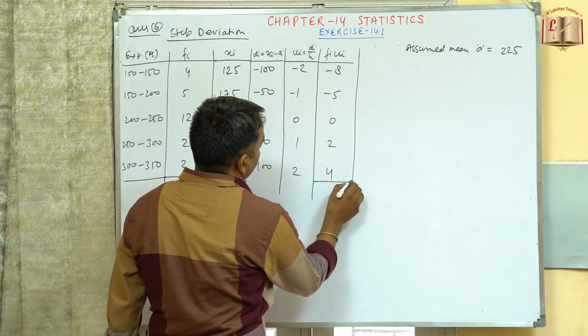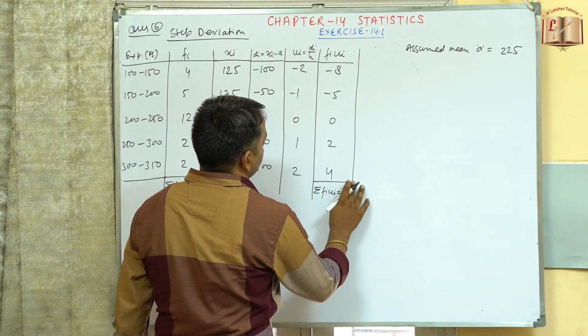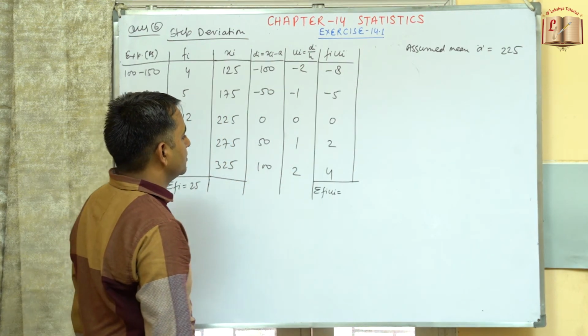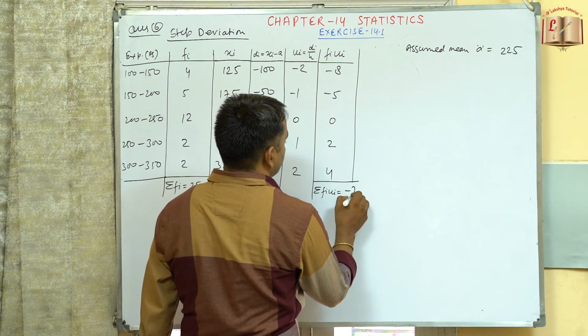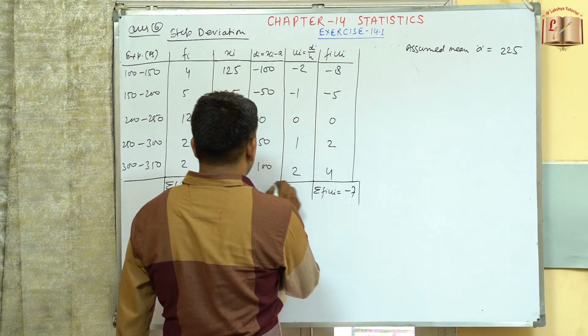Now we can find this sigma fi ui. So this will be equals to, we can add up all of this. So this comes out to be minus 7 for us.